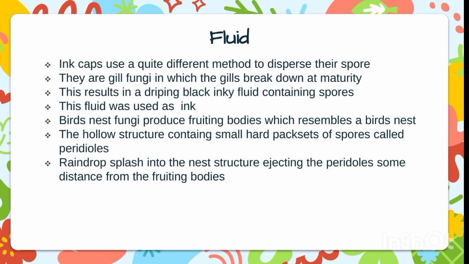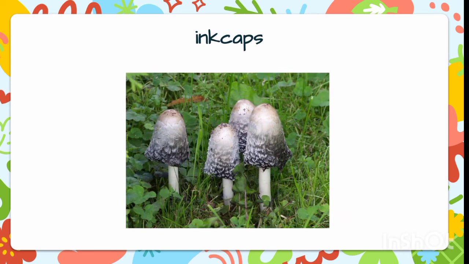Bird's nest fungi produce fruiting bodies which resemble a bird's nest. The hollow structure contains small hard-packed sets of spores called peridioles. Raindrops splash into the nest structure, ejecting the peridioles some distance from the fruiting bodies. This picture represents the ink caps.